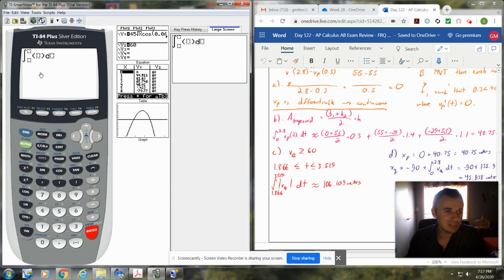So as you can see, at this point we're literally just putting in the interval. 1.866, scroll up, 3.519. In the first video, I forgot to put the absolute value bars. This time I will not.